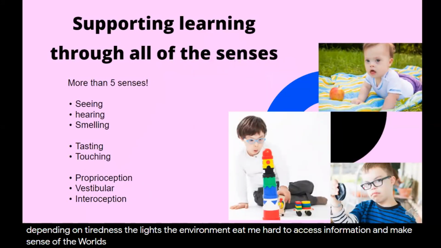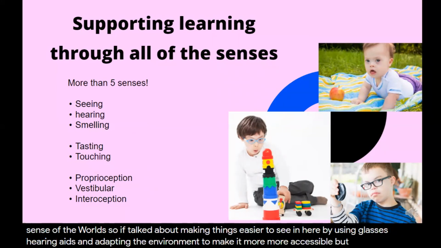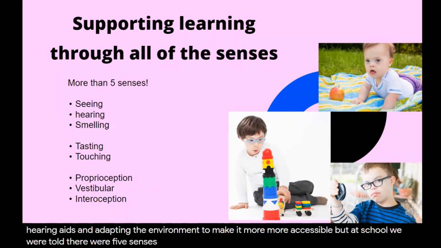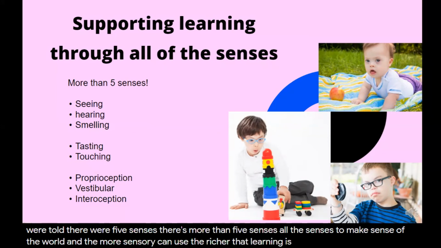So far we've talked about making things easier to see and hear by using glasses, hearing aids, and adapting the environment to make it more accessible. But at school we were told there were 5 senses. There's more than 5 senses. We use all of our senses to make sense of the world. And the more senses we can use, the richer that learning is.